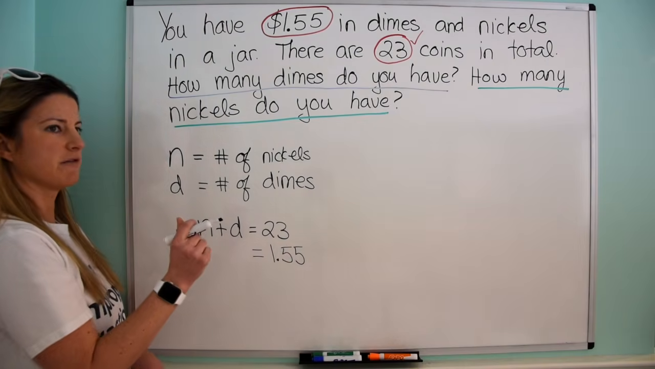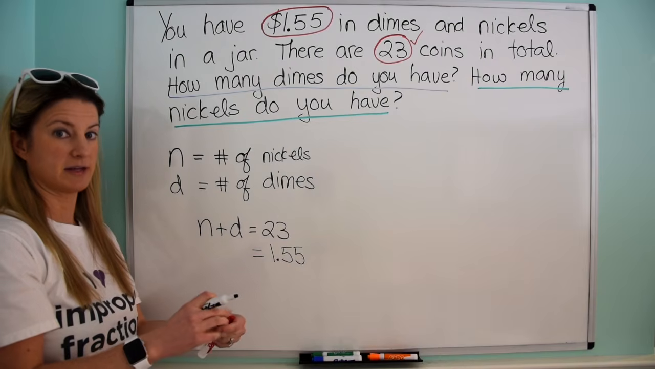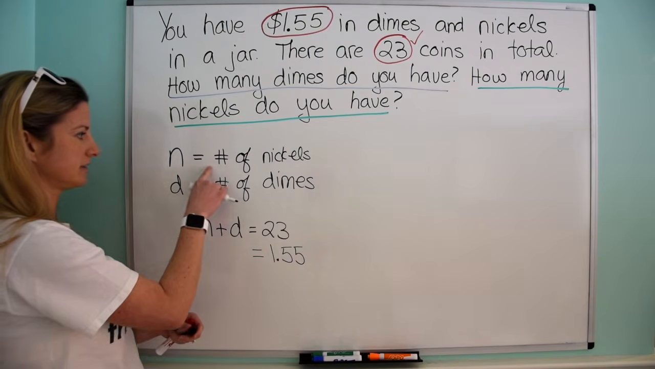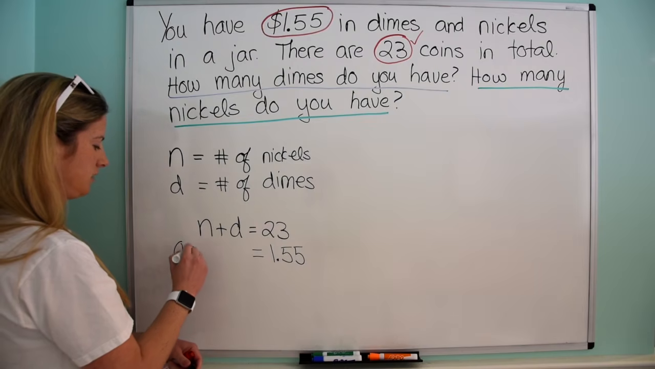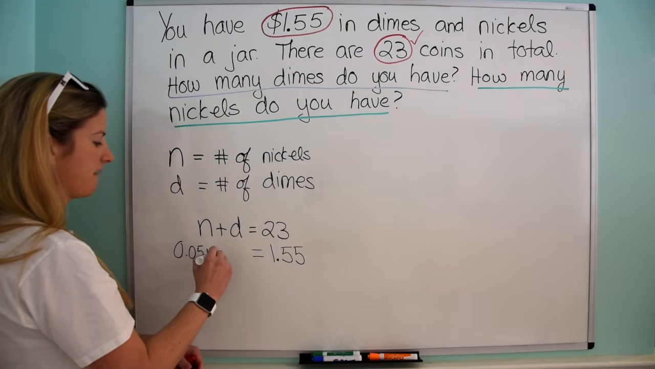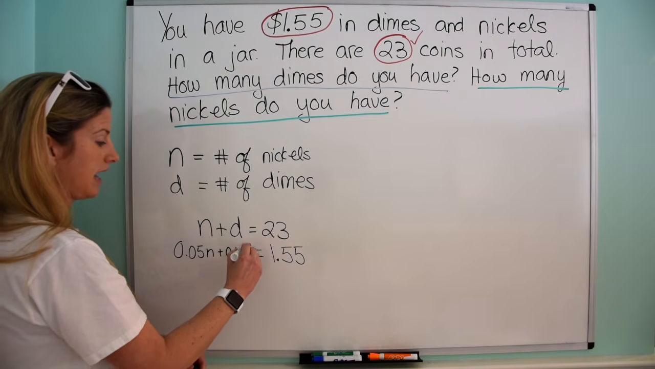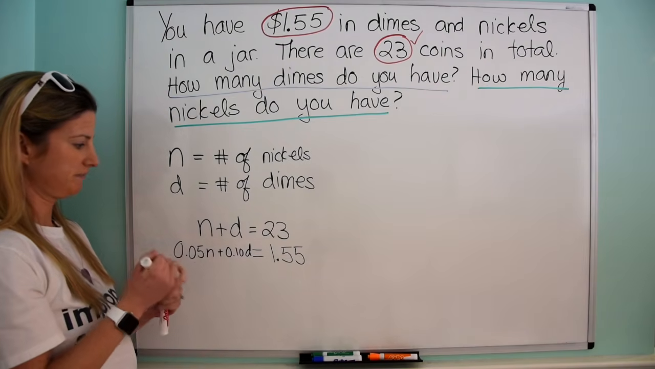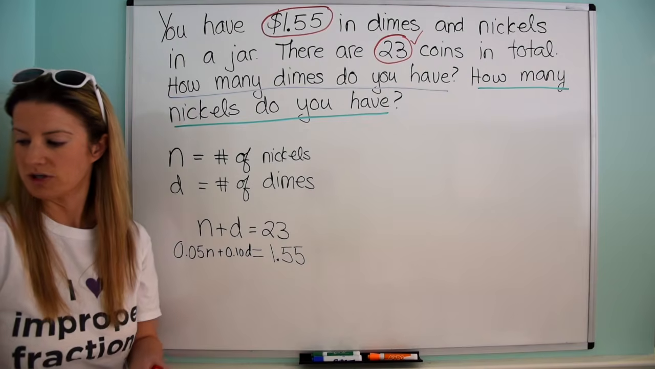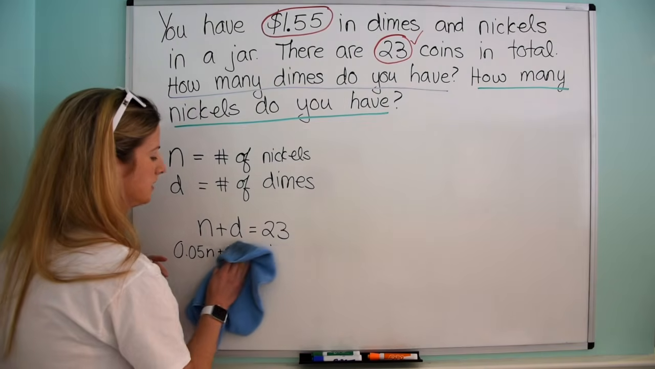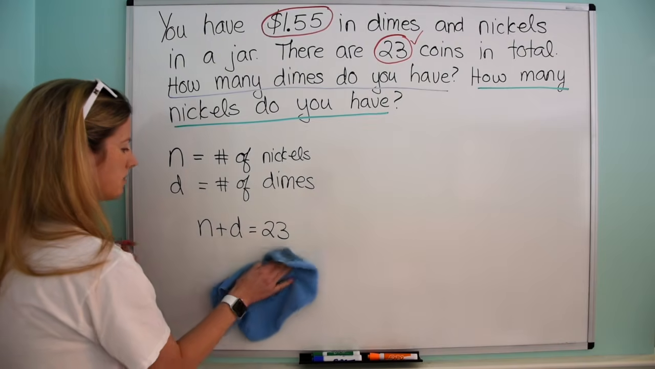And I can say to myself, well, if I take 0.05, 5 cents, and I multiply it by the number of nickels I have, so 0.05 times the number of nickels, plus 0.10 times the number of dimes that I have, you know what? I'm just going to erase that and make it a little bit bigger so we can see it better, just in case. So let me erase that.